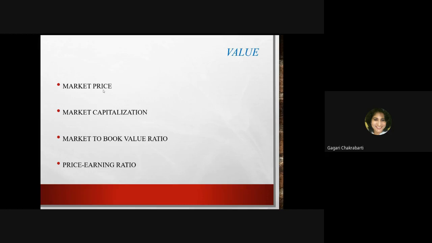So what are the other indicators of value then? The market capitalization. That is another indicator of the size of the firm in the stock market. So what is market capitalization? Market capitalization is the market price times the number of shares outstanding in the market. Now, this is a very important concept, because this valuation gives us a value of the firm.